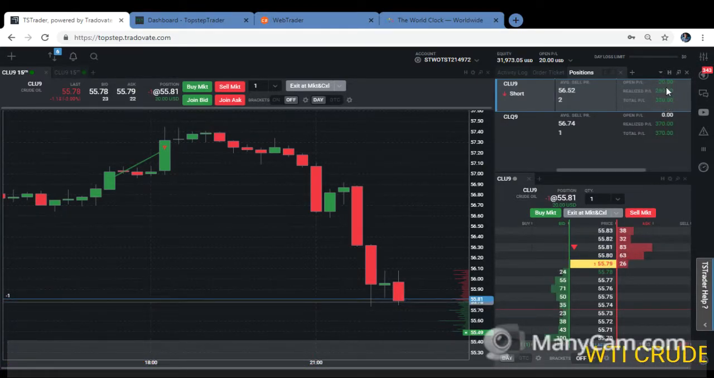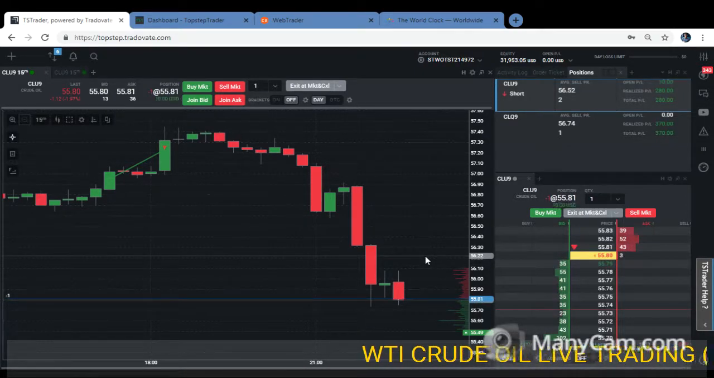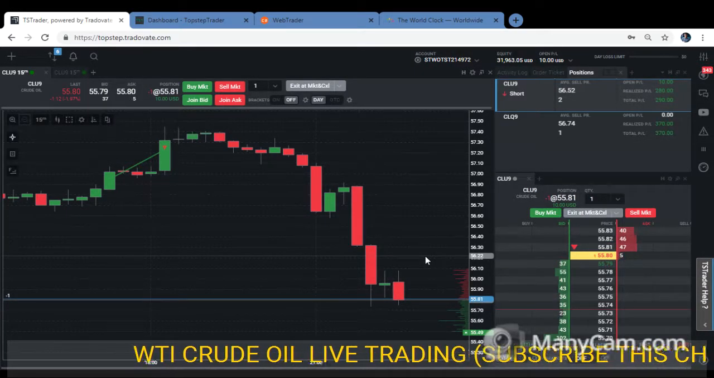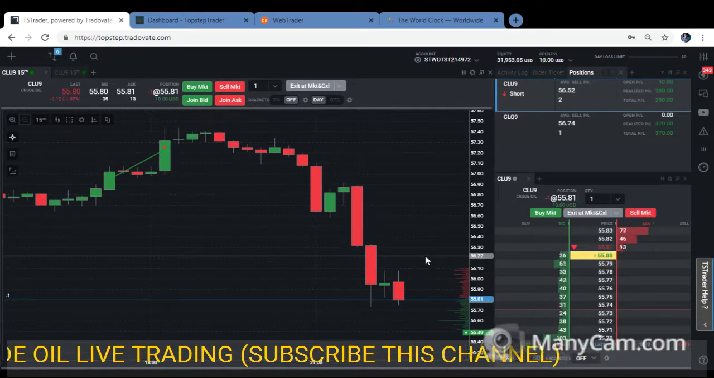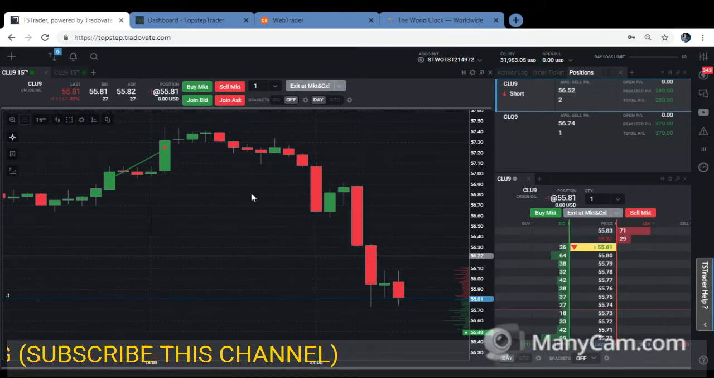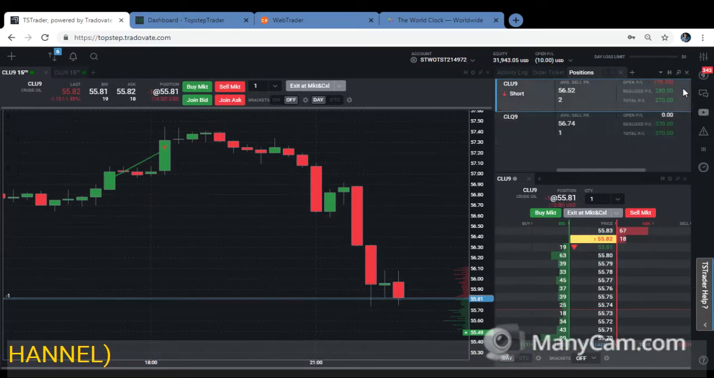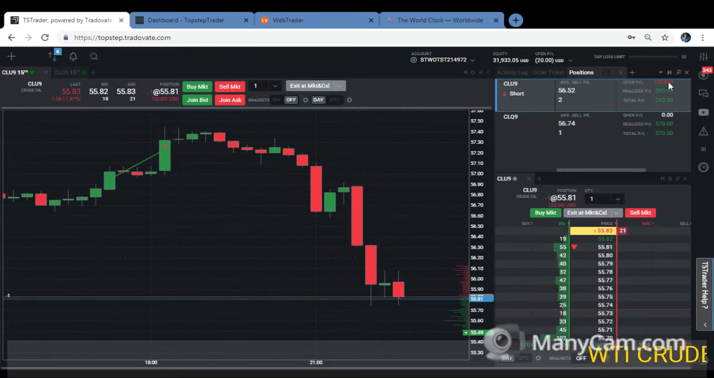So we are now two ticks, 20 US dollar. I just trade one position only, because I have entered two positions. So now it's minus 10, minus 20, you can see.